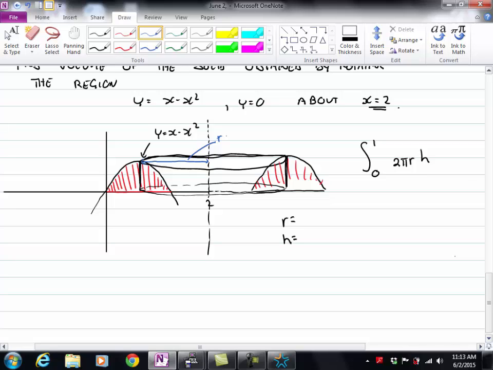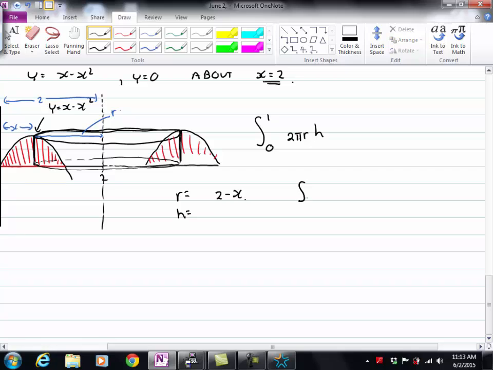So guys, if you're lost, watch what I'm going to do. Resume. From here to here is x. Here to here is 2. So therefore the radius is 2 minus x. And that's how it changes the whole dynamics of everything. In terms of height, height is simply this distance right here, which is y. So now I'm going to plug everything in, and I can actually solve this now. From 0 to 1, I'm going to put 2 pi in the front. This now becomes 2 minus x, which is the radius. The height is just this distance right here, which is x minus x squared.